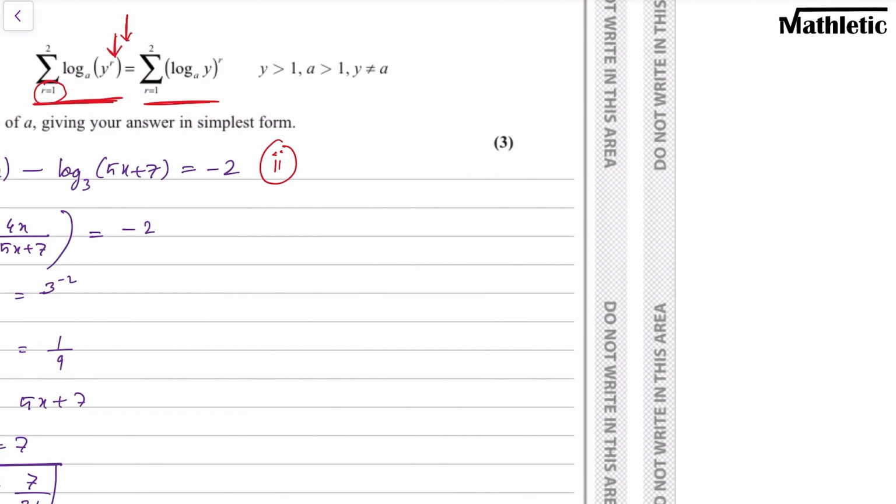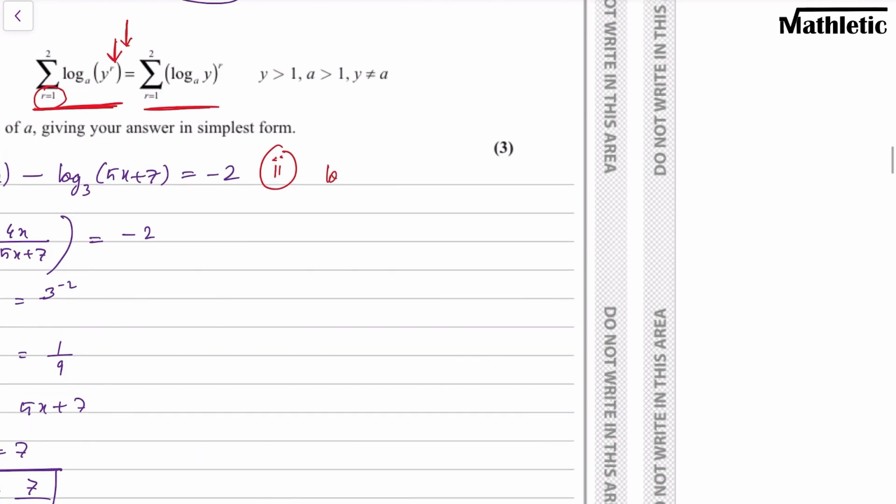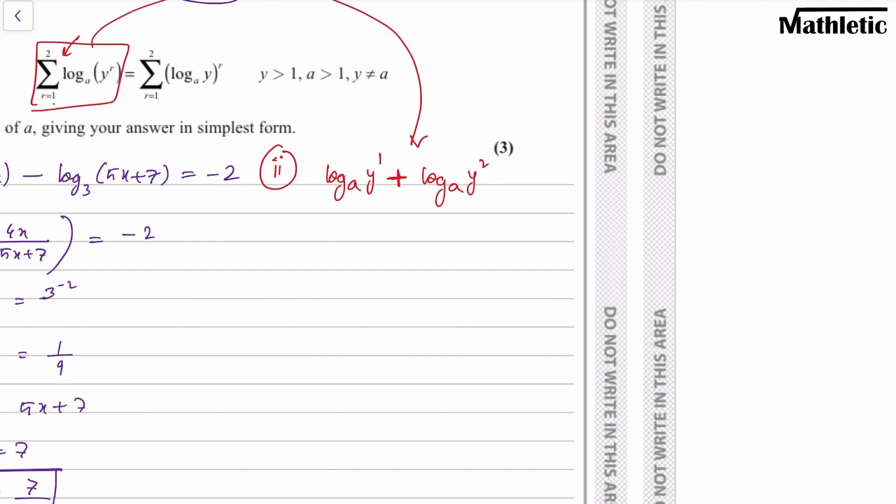So the first term at the left side is actually log_a y to the power 1, as in I'm substituting r equals 1 here. And then the second term is (log y) to the power 2, right? So r equals 1 gives us the first term, r equals 2 gives us the second term. And since sigma notation itself indicates the sum, you just add these two. So the left side of the question is this.